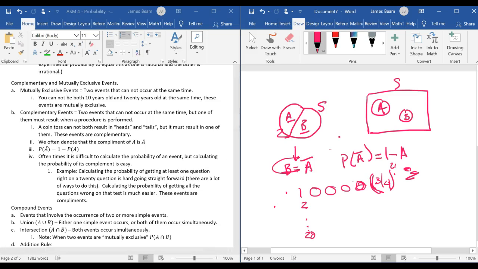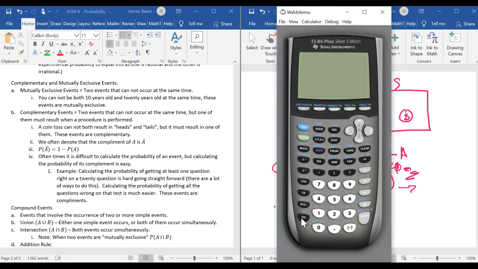So 3/4 to the 20th, which is a really, really tiny number. Let's bring up a calculator and look at that. What's 3/4 to the 20th power? Is that right?